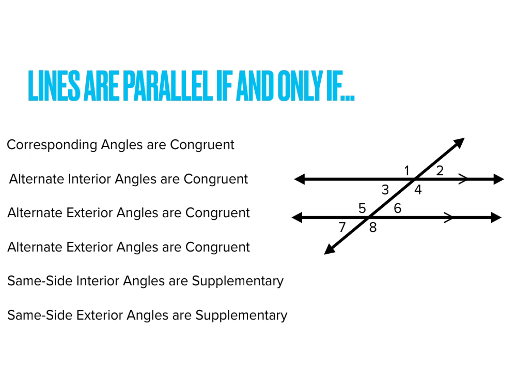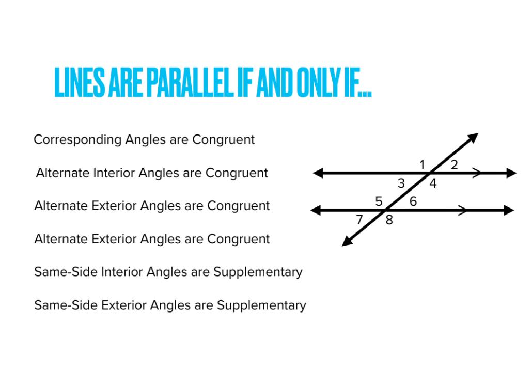Now, when lines are parallel, it creates some very, very nice relationships. So, if lines are parallel, and that's if and only if, it goes both directions. Lines are parallel if and only if corresponding angles are congruent. And you can look, and I have a nice representative diagram drawn here. Remember, these are your parallel marks.